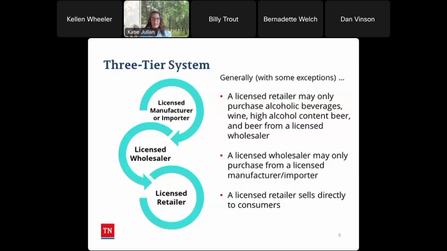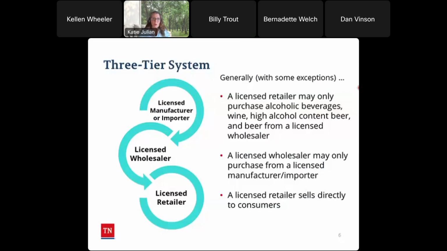Okay, so Tennessee has a three-tier system for selling and distributing alcoholic beverages, wine, and high alcohol content beer. We'll be defining all those in just a minute. But generally, a licensed retailer may only purchase these items from a licensed wholesaler. Now, notice I said generally here. We have some exceptions, and we'll go over those later. So yes, they can only purchase these items from a licensed wholesaler.